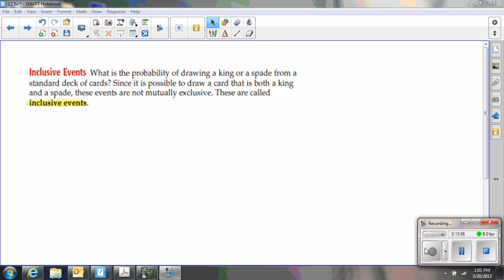The second part of this lesson deals with inclusive events. The main difference between mutually exclusive, what we just finished, and the inclusive event is this. Suppose we're drawing a card from a deck of cards. I want to know what's the probability that that particular card that I pick is a king or a spade. That one card could be both a king and a spade at the same time. That's what we call an inclusive event.